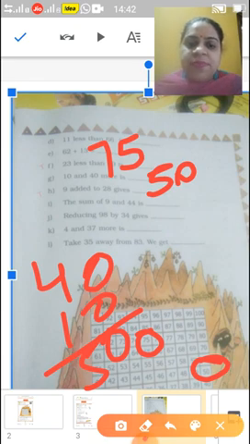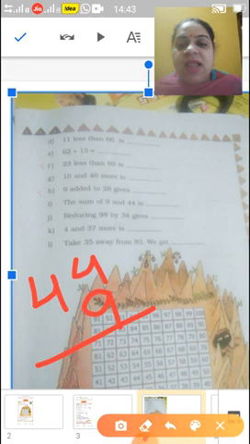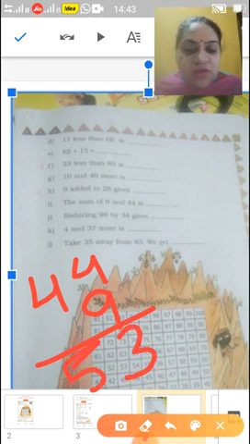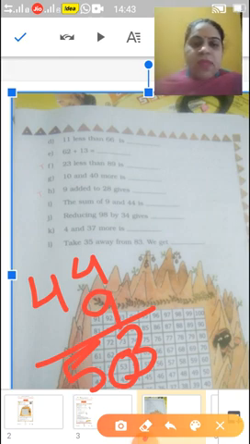Okay, children. Now come to next. The sum of 9 and 44 is, means you will add 44 plus 9, that will, yes, very good, 53. So your next room is 53.